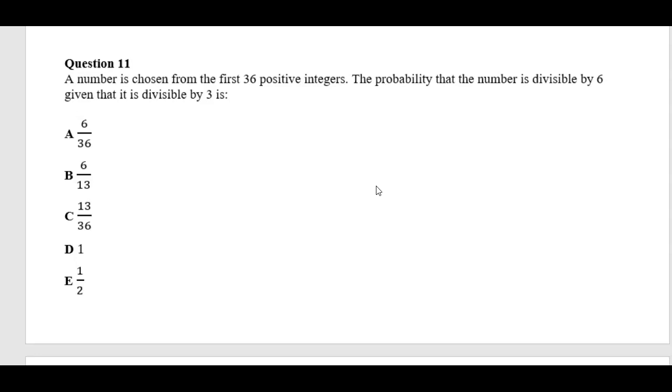So an integer is just a whole number, and positive just means it's greater than 0. The probability that the number is divisible by 6, given that it is divisible by 3, is. So numbers divisible by 6. So we're looking at the first 36 numbers. So we've got 6, 12, 18, 24, 30, and 36. Given that the number is also divisible by 3, you can do all of them if you like, but you don't need to.